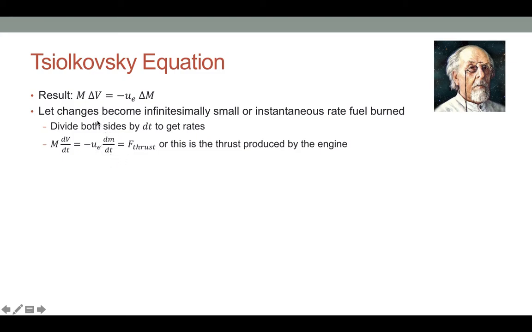So remember, this right here is a negative number. Delta m is negative, which means dm dt is negative. That makes the thrust, thankfully, positive. This is the product of two negative numbers. So here we have a formula for calculating the thrust of a rocket.